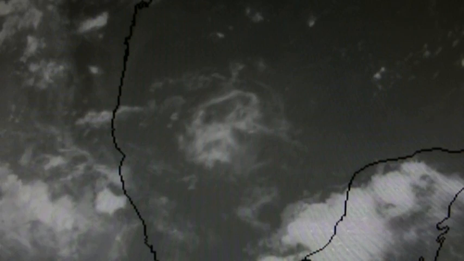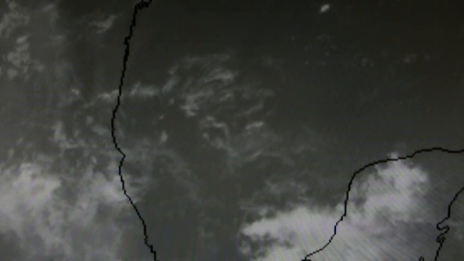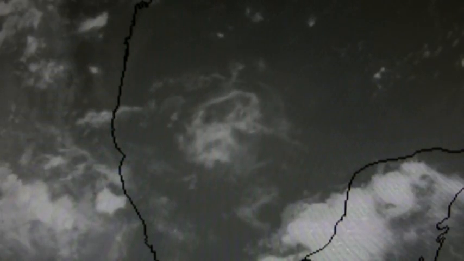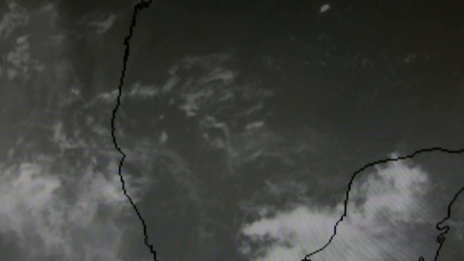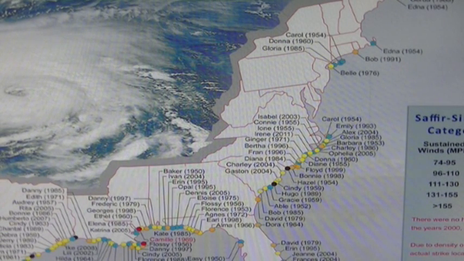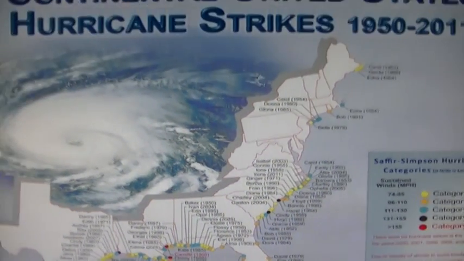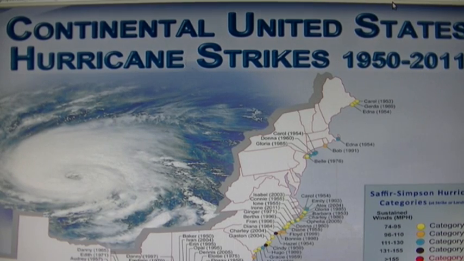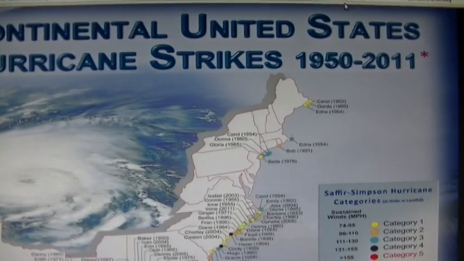if you go and look at NOAA, and I tried for a long time to find a chart that shows the number of Gulf of Mexico hurricanes per year, and guess what? It doesn't exist. I've got some. This is about the best you can do. This is continental United States hurricane strikes, 1950 to 2011.